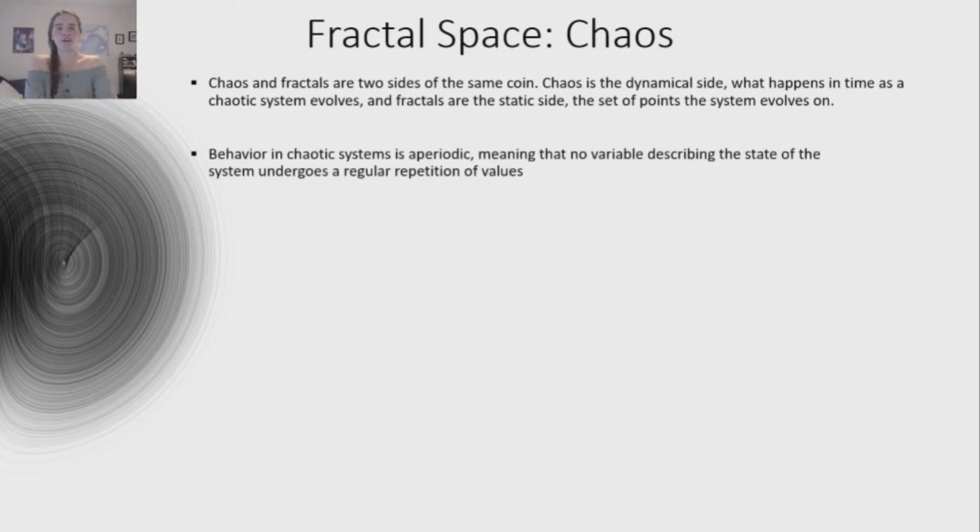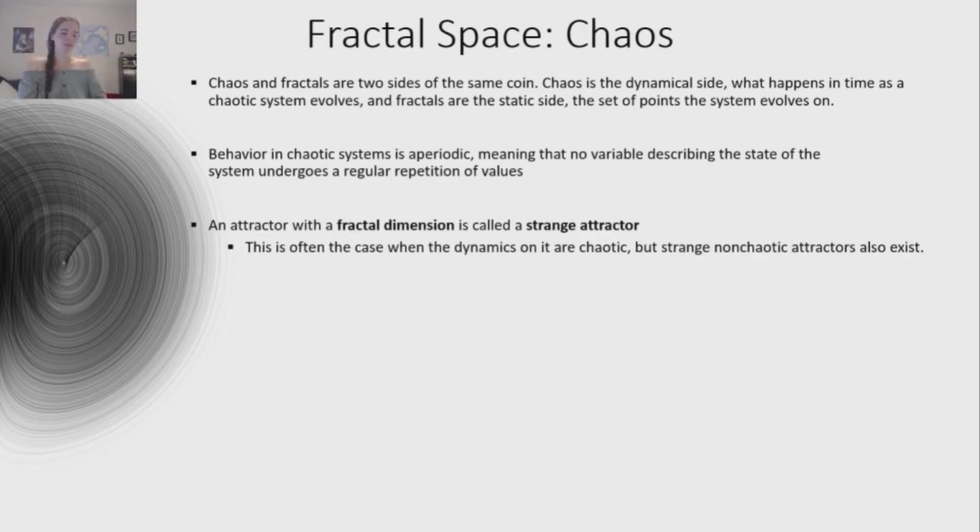So behavior in chaotic systems is aperiodic, meaning that no variable describing the state of the system undergoes a regular repetition of values. And this is kind of what makes chaos chaos, is that there's no conceivable pattern when you look at the values that it takes. It's kind of random, but at the same time, when you zoom out, it's got this structure.